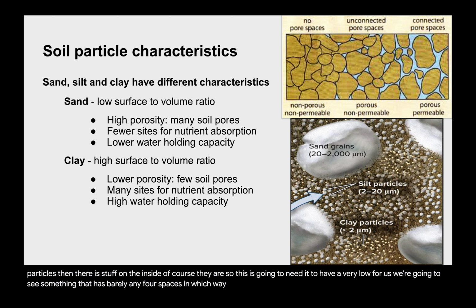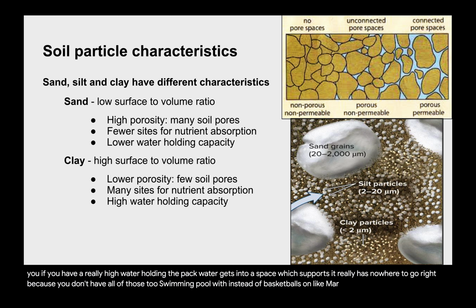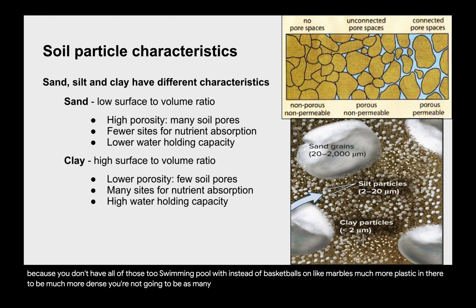And so if it has very little pore-like space, it's going to have a really high water holding capacity. Once water gets into a space between these particles, it really has nowhere to go, because you don't have all of these spaces that can flow through. It's all kind of in place. You can think of clay as filling up a swimming pool with marbles instead of basketballs. They're going to be much more clustered in there and much more dense. There's not going to be as many spaces in between those marbles as a basketball-filled pool would have.